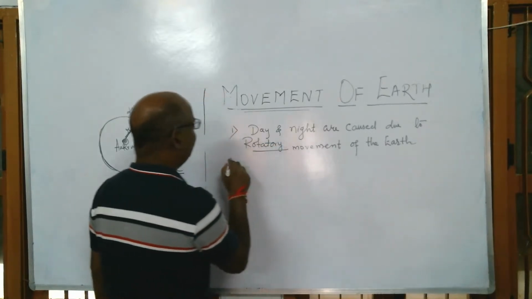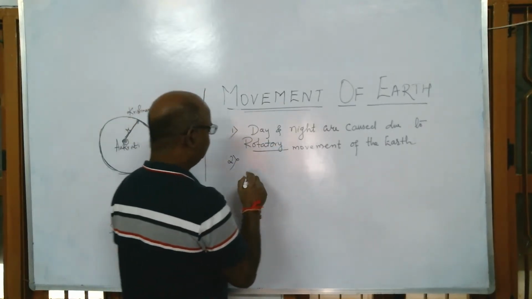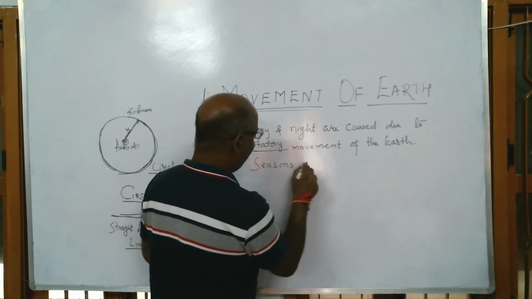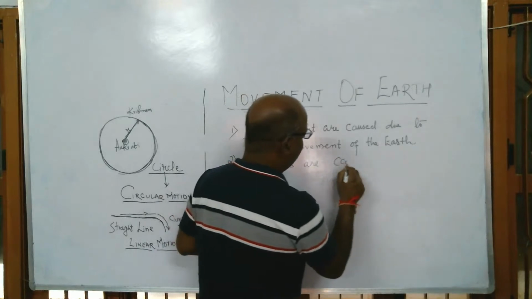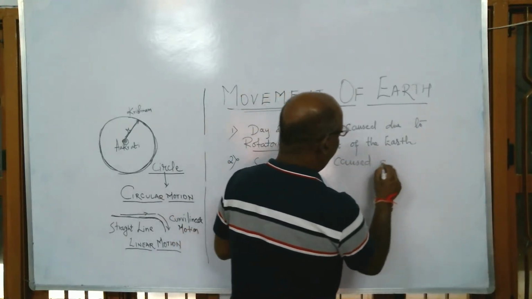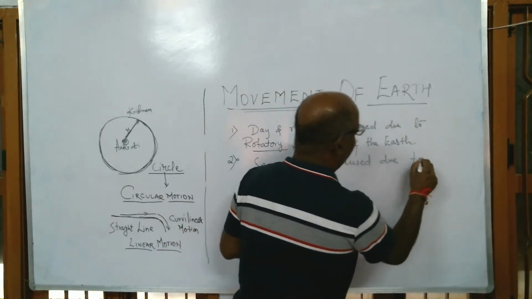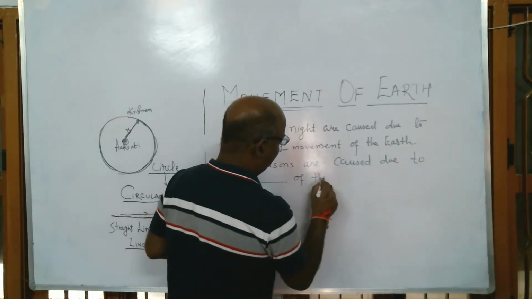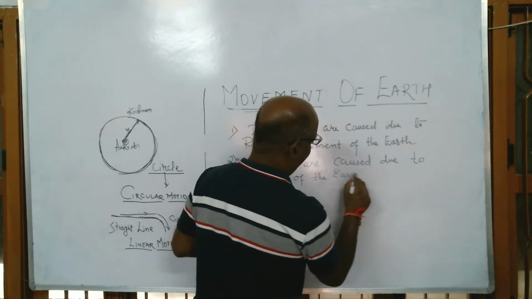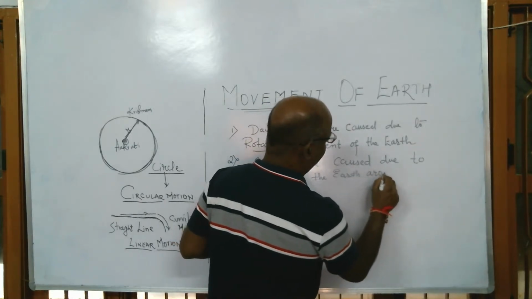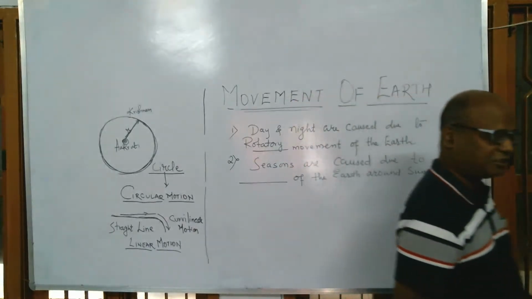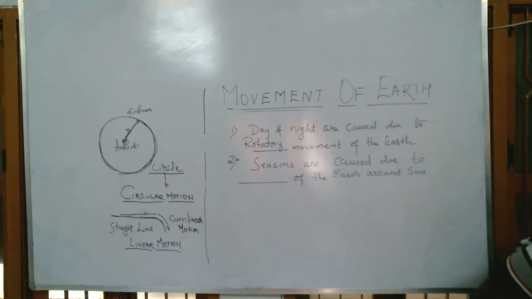Okay. Then the second question I am asking. Seasons are caused due to dash movement of the earth. Seasons are caused due to dash of the earth around the sun.